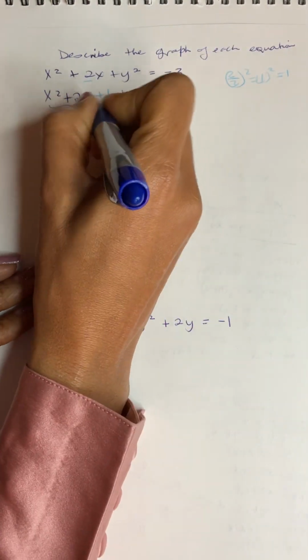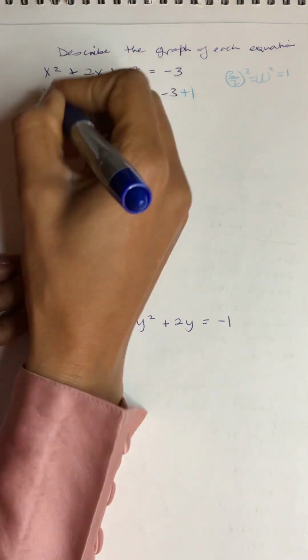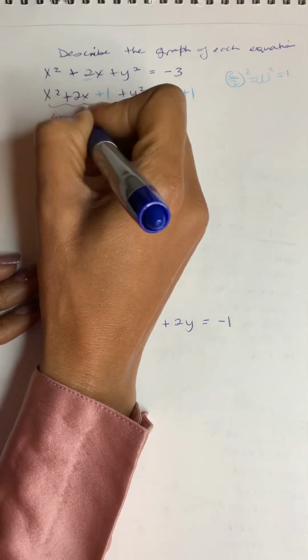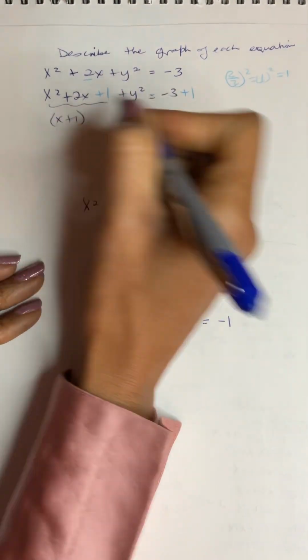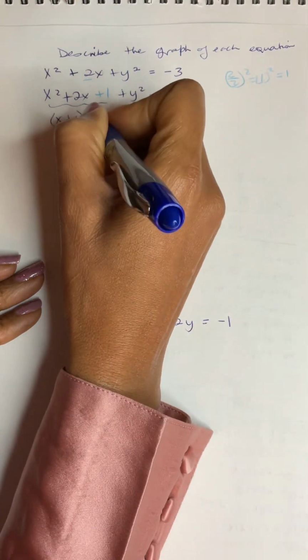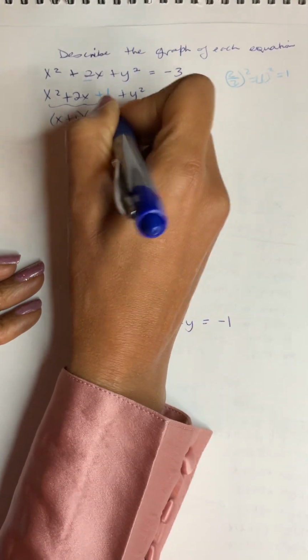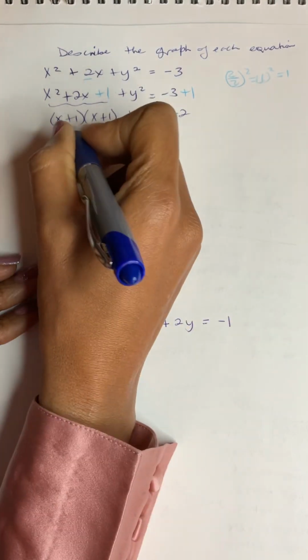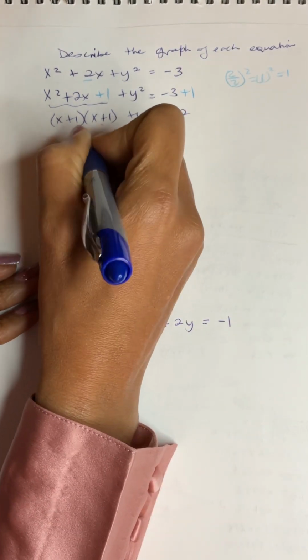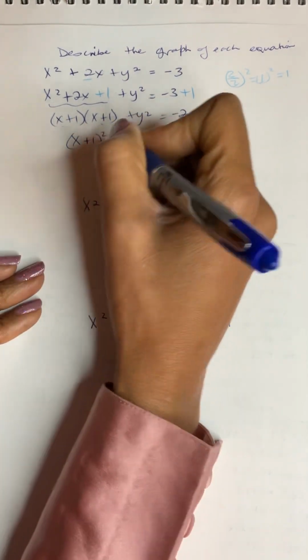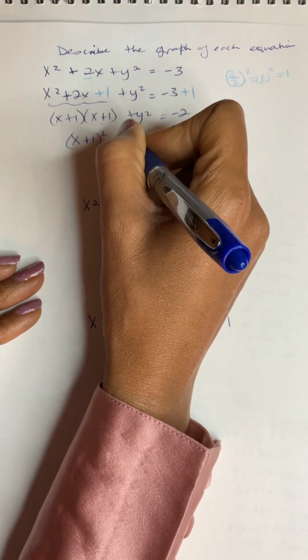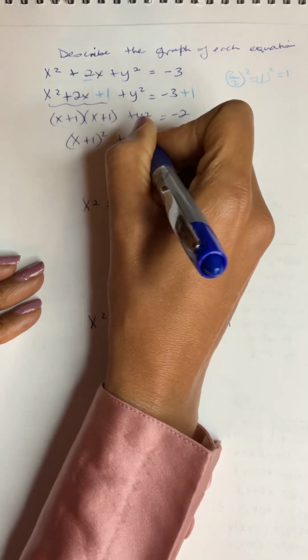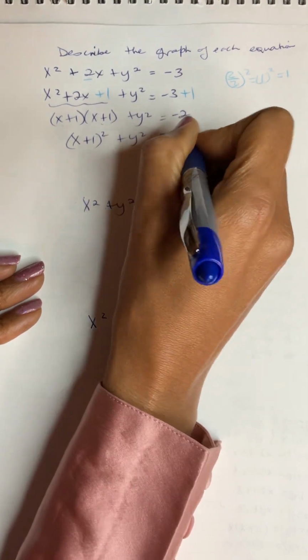All right, now I can factor this out, and I'm going to get 2 sets: one with x plus 1, because this is a positive 1. So x plus 1 times x plus 1, plus y squared equals -2. Now I will rewrite it as just one (x plus 1) squared because it's occurring twice. All right, perfect squares, plus y squared equals -2.